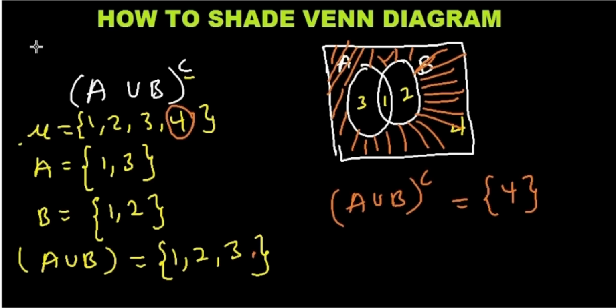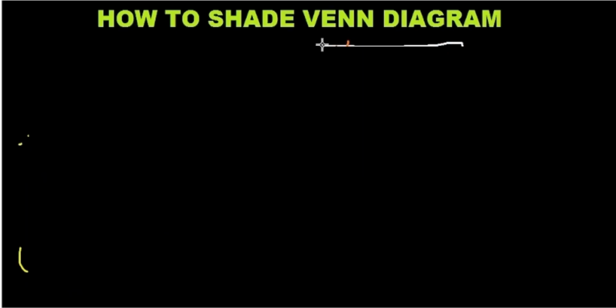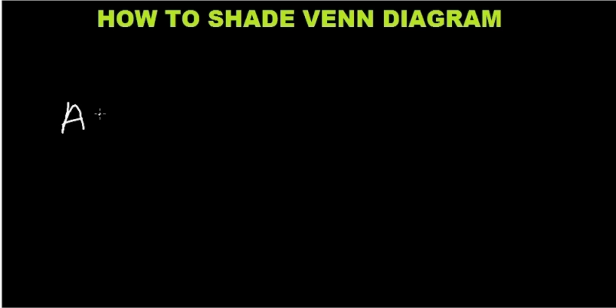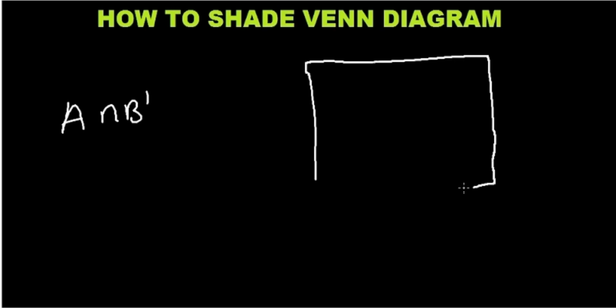Let's check other examples on how to shade. I think you are getting it right. It's actually very simple. Once you understand the concept, everything here is simple. Suppose you're asked to shade A intersection B complement. How do you get to do this? Same thing. Just draw your diagram.